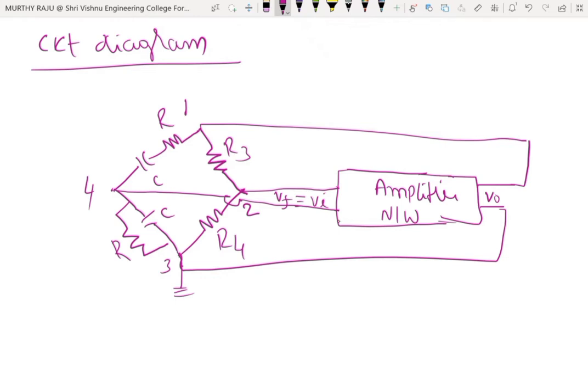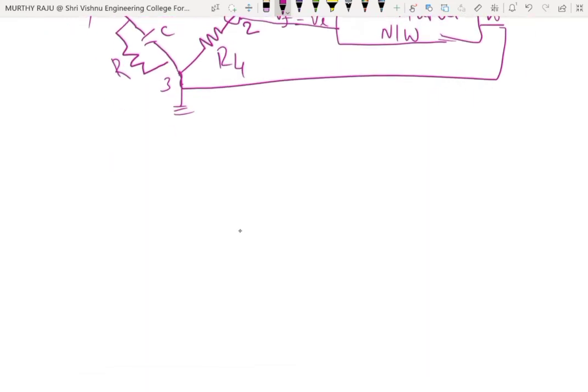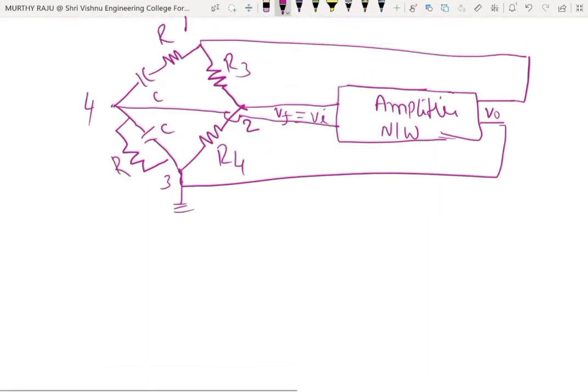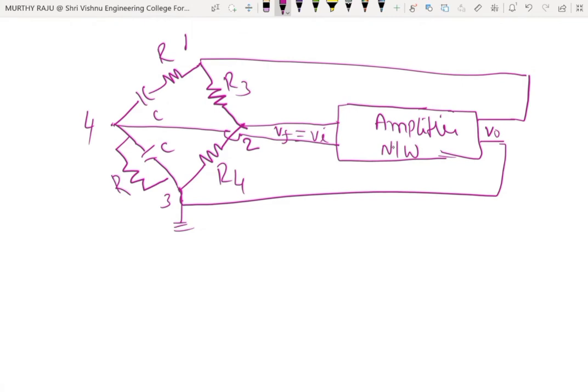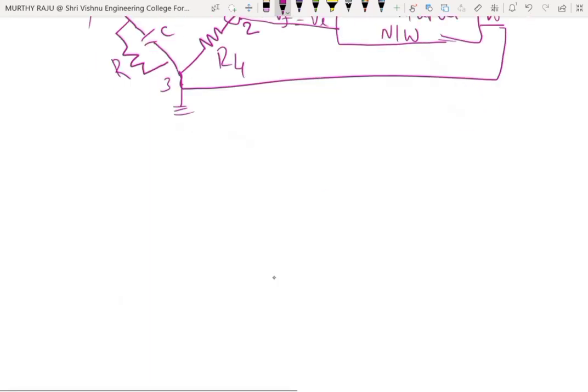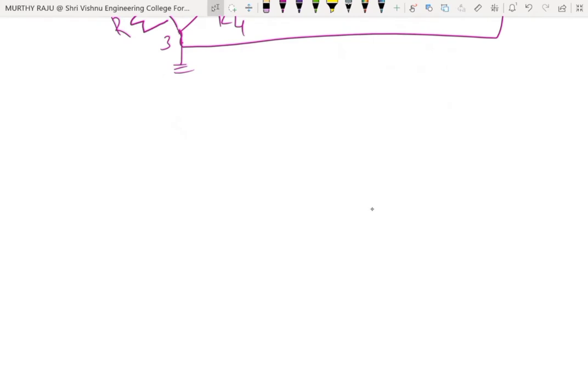General diagram. Here the amplifier network consists of a two-stage RC coupled amplifier. This is stage 1. This is stage 2.